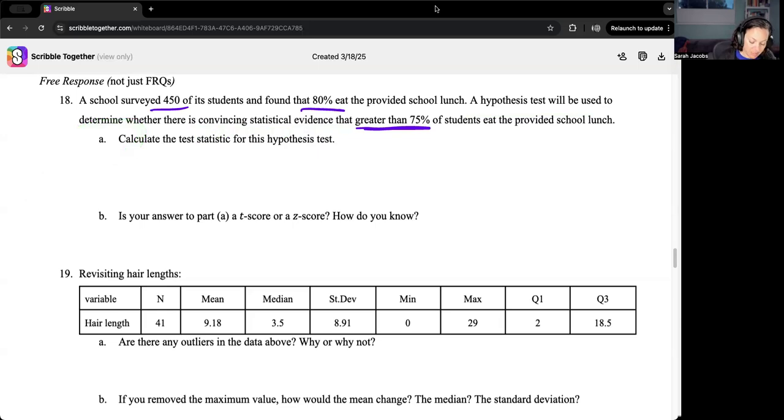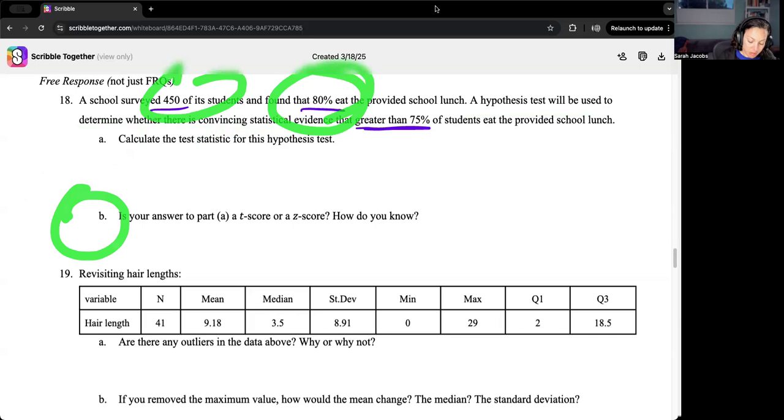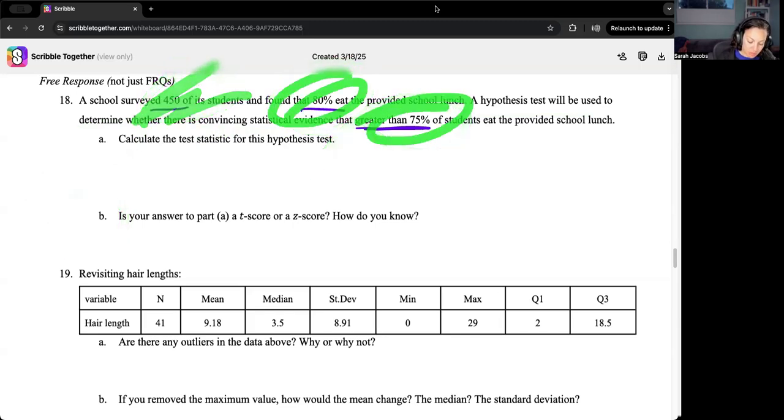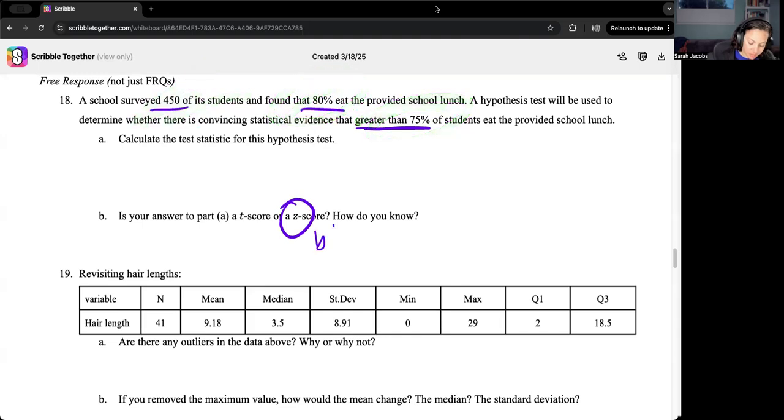So, test statistic. We're dealing with proportions. That's just a sample size. We're dealing with proportions, so this is a z-score, because proportions. So then the way we find that test statistic is the way we find a z-score: actual minus average over standard deviation.